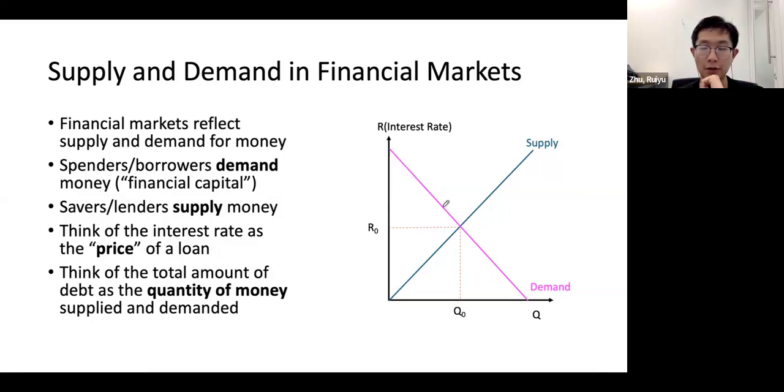So for the demand curve, it's downward sloping, because as the interest rate goes up, there will be fewer people willing to borrow, right? So we have a downward sloping demand curve, and when we put the supply and demand together, we can find the equilibrium price, which is the equilibrium interest rate, and equilibrium quantity, which is the total amount of debt in the equilibrium. Right.